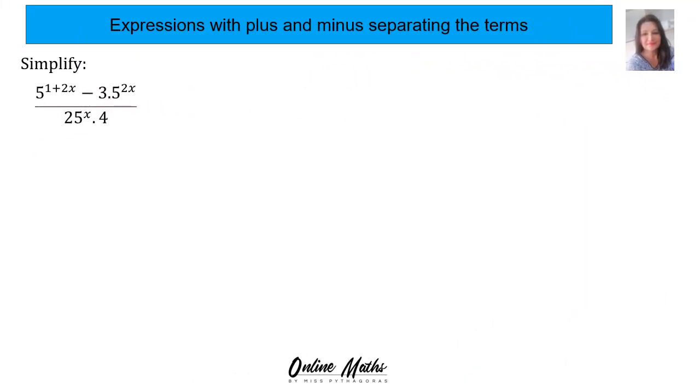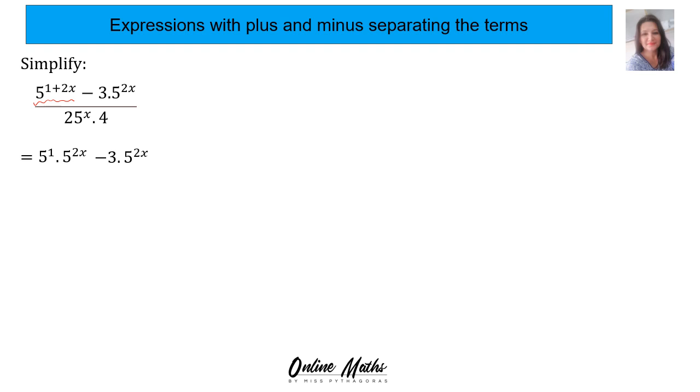The second type of exponential expression that I want to show you is expressions with a plus and a minus separating the terms. So what you're going to do here is use your previous knowledge from the previous slide, where you take out a common factor. First of all, this first term, the 5 to the 1 plus 2x, you split up into 5 to the 1 times 5 to the 2x, and the minus 3 times 5 to the 2x is written as is.